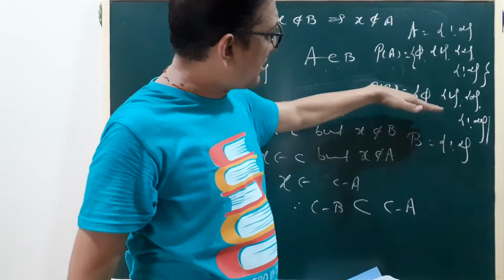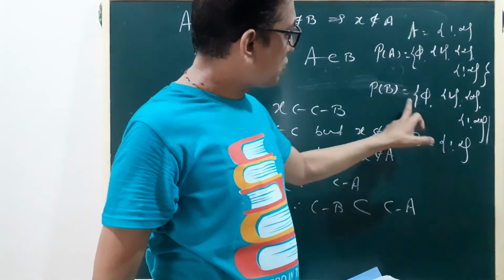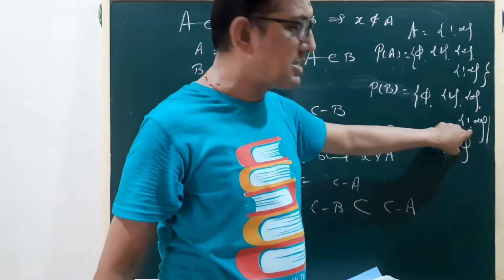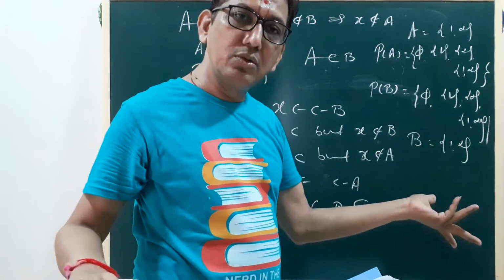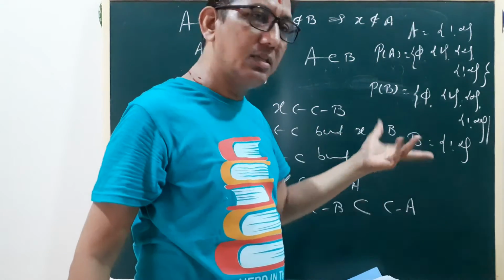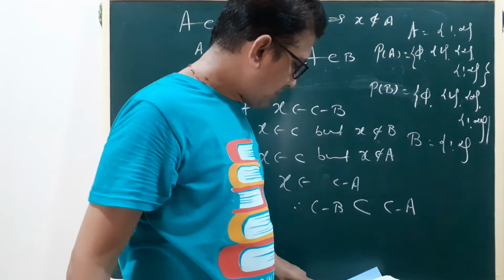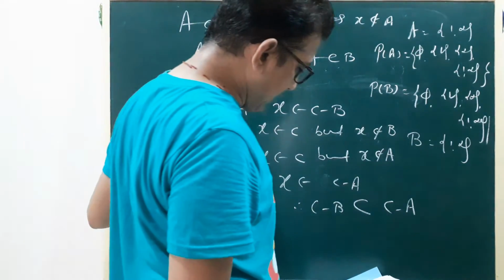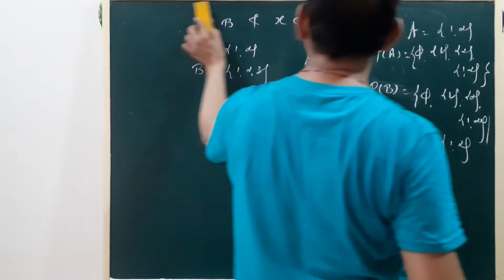Now PA and PB are equal, so this result is PB. This one is the set itself, so this is your B. So we write B equal to {1, 2}. That is A equal to B. Clear? Okay. Question 7 complete. Now question number 8 and 9.